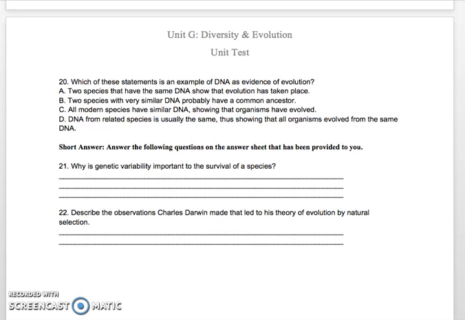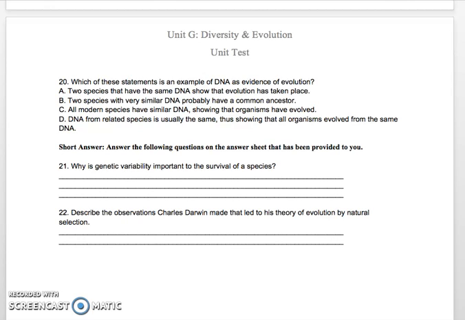Now we'll move on to the short answer portion of your test. Answer the following questions on the answer sheet that has been provided to you. Number 21. Why is genetic variability important to the survival of a species? Number 22. Describe the observations Charles Darwin made that led to his theory of evolution by natural selection.